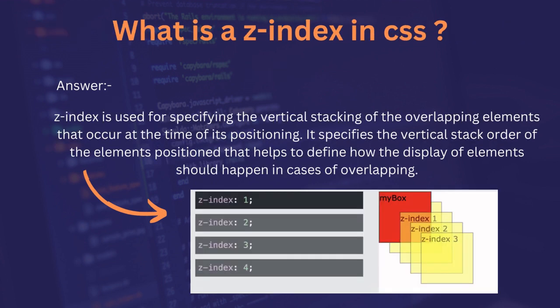The next question is what is z-index in CSS? Z-index is used for specifying the vertical stacking of overlapping elements that occur at the time of positioning. It specifies the vertical stack order of the positioned elements. That helps to define how the display of elements would happen in case of overlapping.